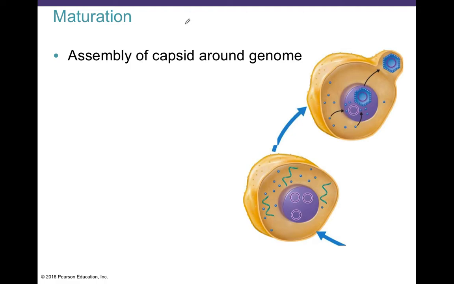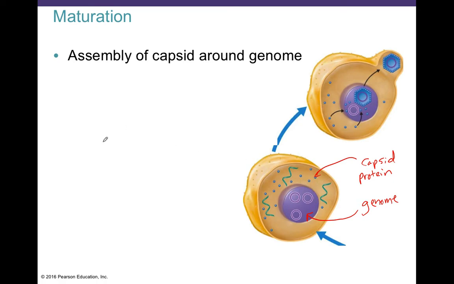In biosynthesis, the virus has taken over the cell in order to make lots of copies of the genome and the capsid proteins. In this picture, just showing one example, genome and capsid proteins. These are essentially the building blocks of a virion. Remember, a virion is the final complete virus particle that can infect other cells.